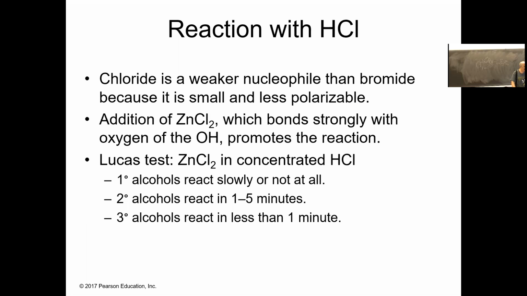All right, in the reaction of alcohols with HCl, chloride is a weaker nucleophile than bromide. It's small and less polarizable. With the addition of zinc chloride, which is actually a Lewis acid, it will bind strongly with the oxygen of the OH to promote the reaction. This gives us another simple chemical test.